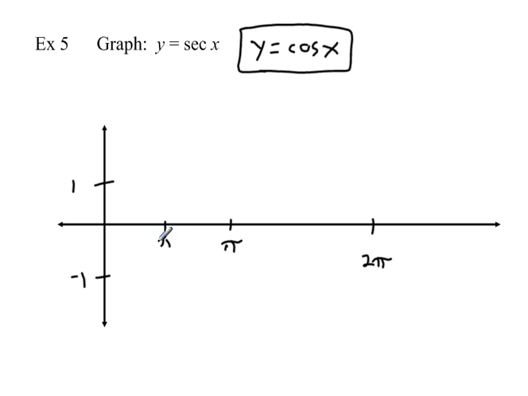So let me get some other marks on our scale. So it's going to start up here. It's going to repeat at 2 pi. At pi, it'll hit its minimum value. At pi over 2 and 3 pi over 2 it goes through the x-axis. So my curve is going to look something like this.